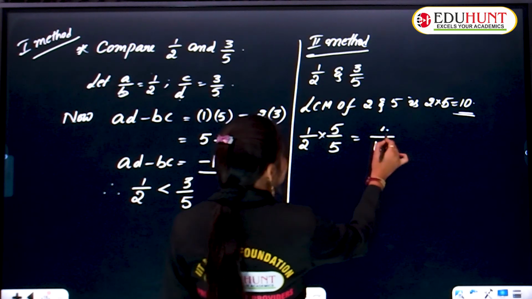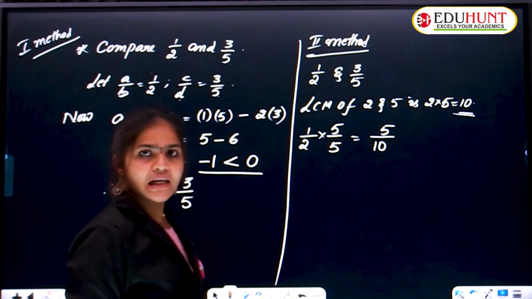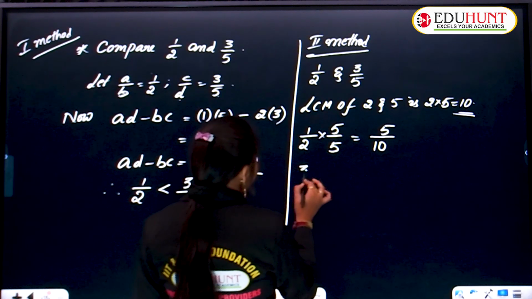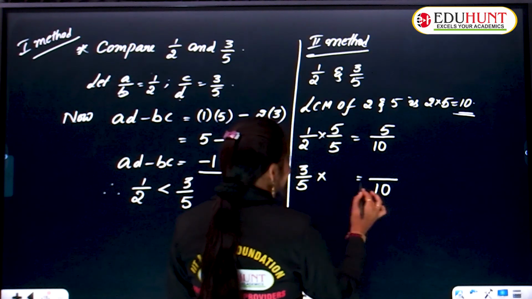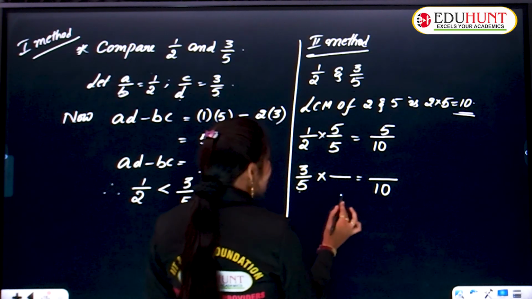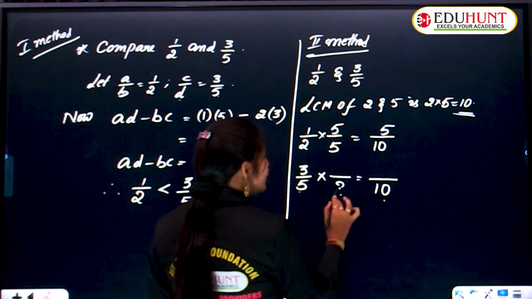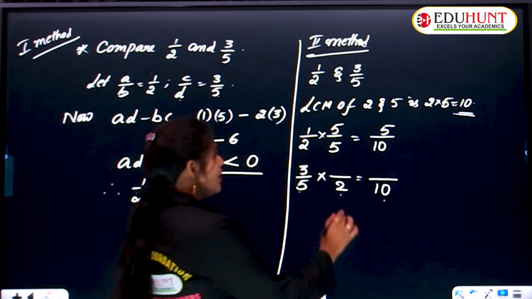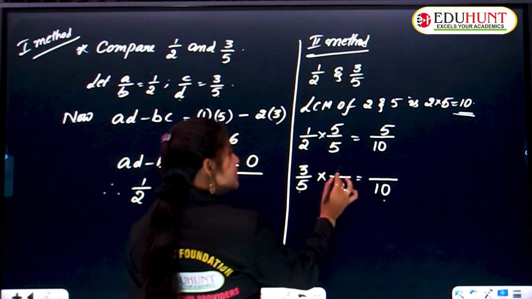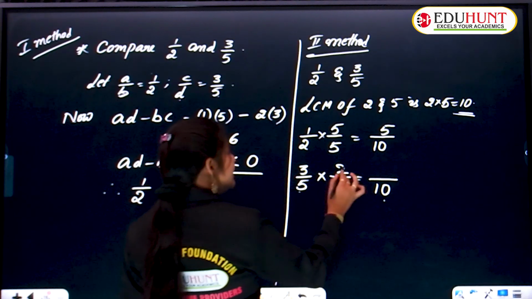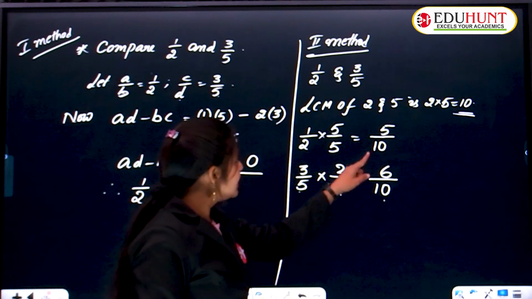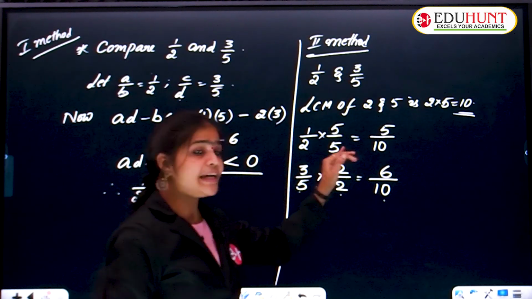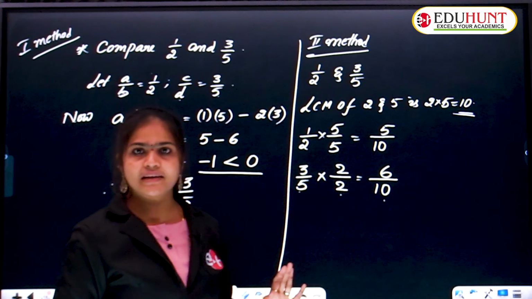1 into 5 is equal to 5. Clear? And the second rational number is 3 by 5. And here the denominator, we know, is 10. Now 5 into how much is equal to 10? Here 5 2s are 10. Clear? So that's why here we wrote 2, and here also 2 only. 3 2s are 6. Clear? Now see that if the denominators are the same, then easily we can compare the numerators.